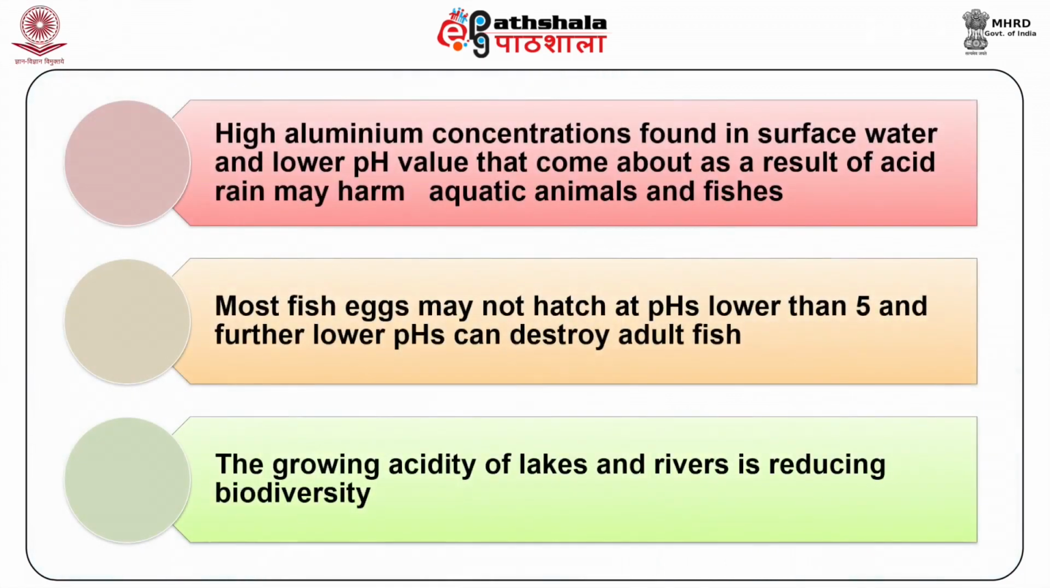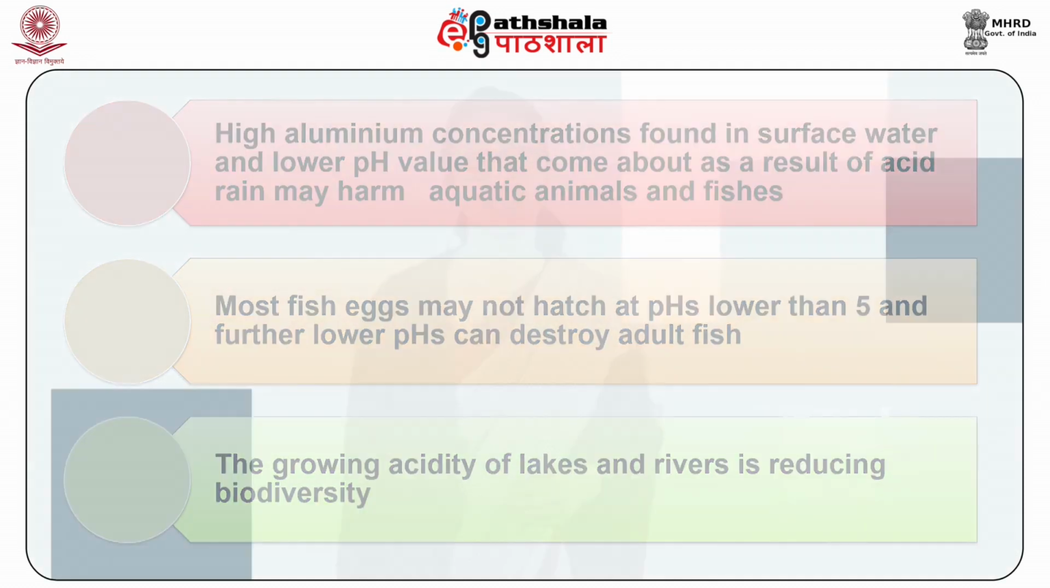High ammonium concentrations found in the surface water and lower pH values that come about as a result of acid rain may harm aquatic animals and fishes. Most fish eggs may not hatch at pH levels lower than 5, and further lower pH can destroy adult fish. The growing acidity of lakes and rivers is reducing biodiversity.